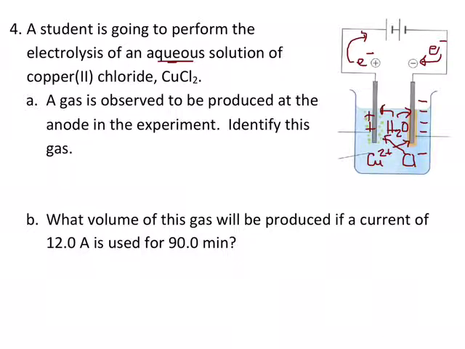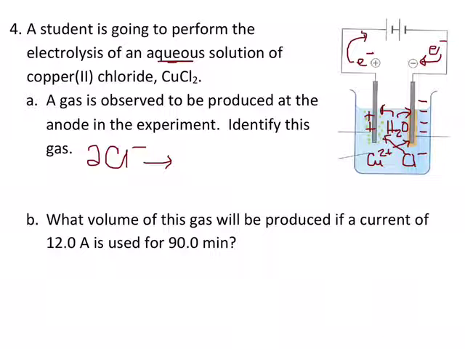Chloride ions, even though they have a lower oxidation potential than water, tend to be oxidized instead of water. So chloride ions, Cl minus, will be oxidized to chlorine gas. The explanation for this is not straightforward.